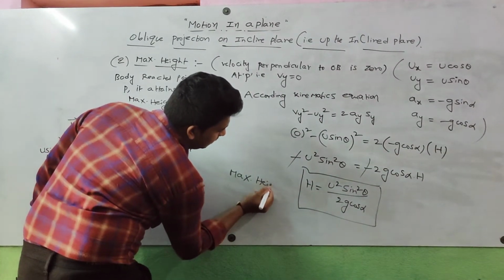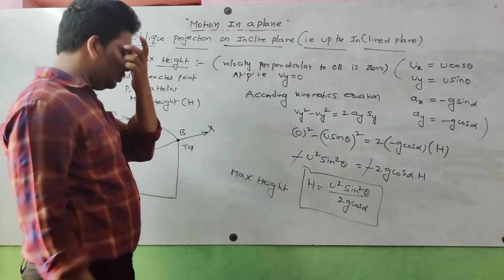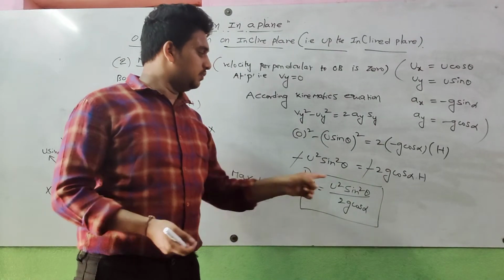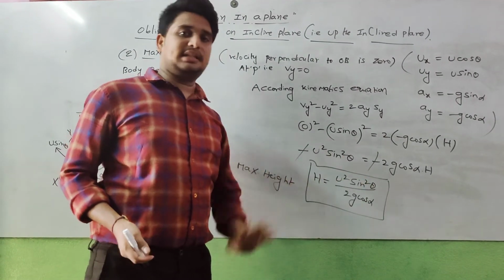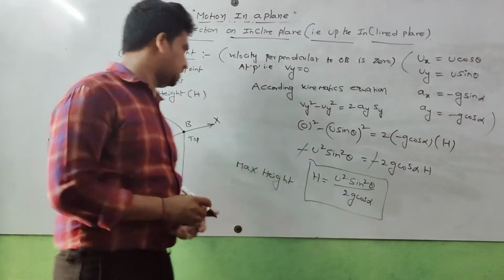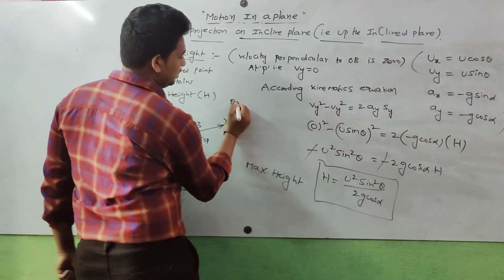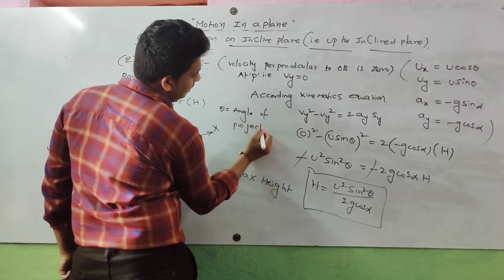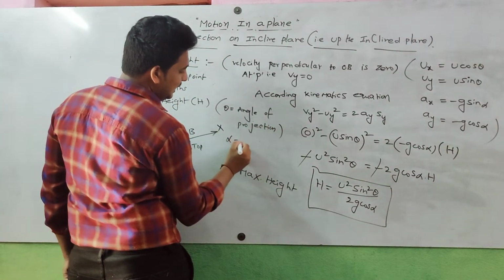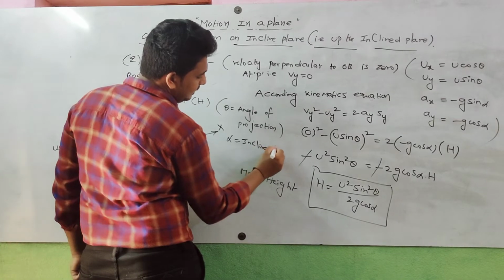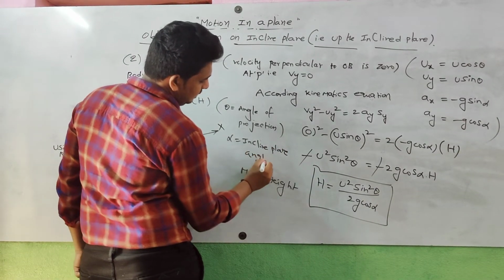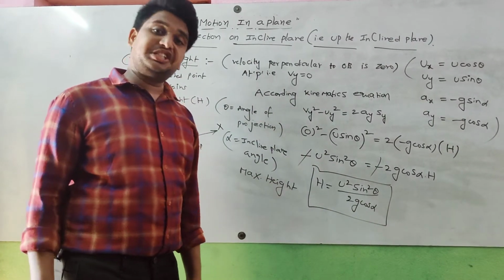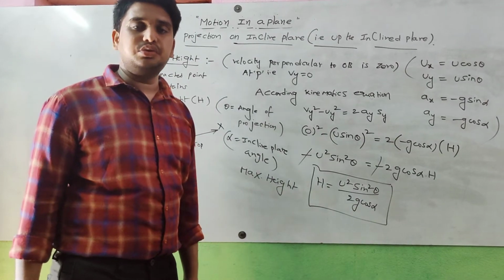Maximum height formula: H is equal to U square sin square theta by 2g cos alpha. Here U means initial velocity, theta means angle of projection, alpha means inclined plane angle, and g means acceleration due to gravity.